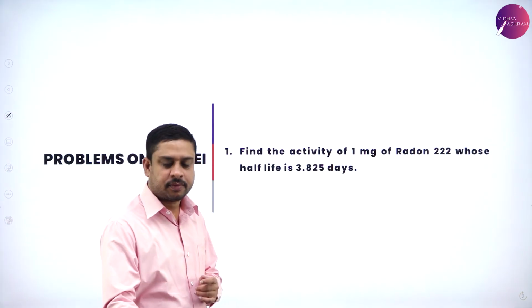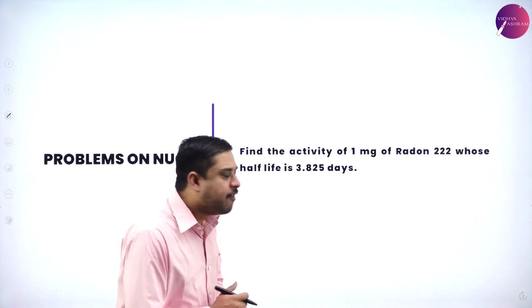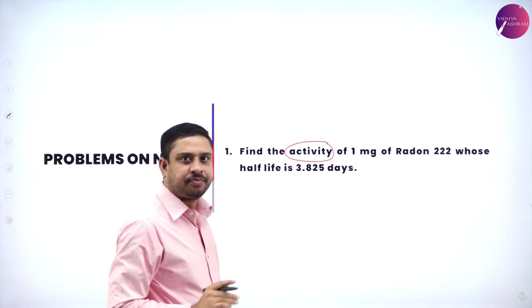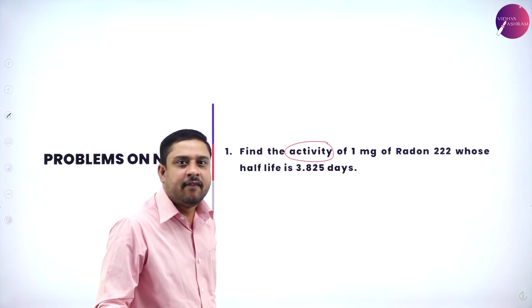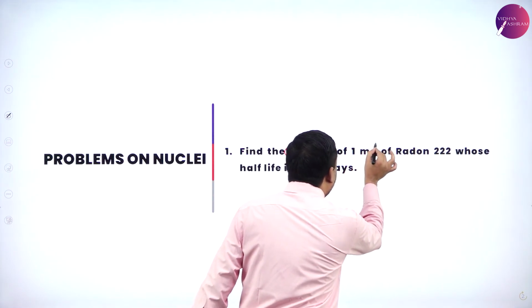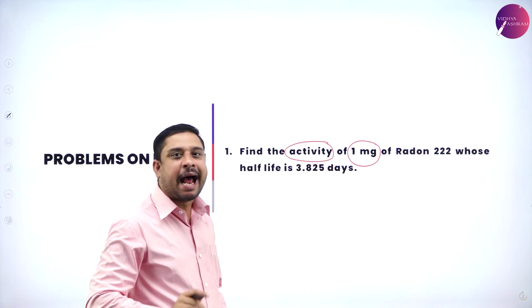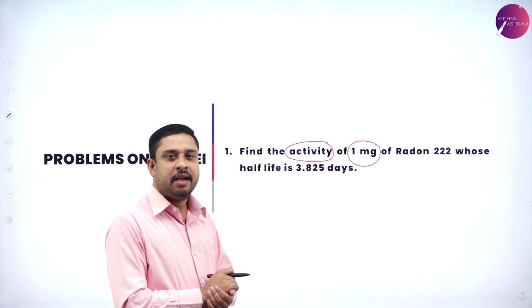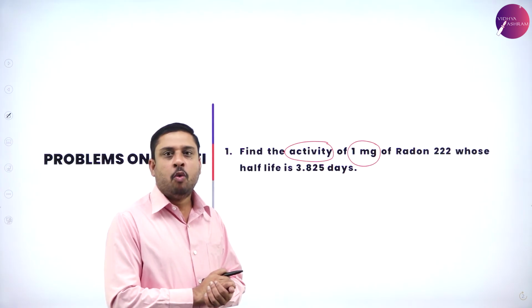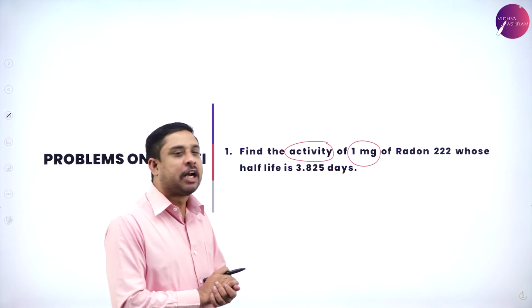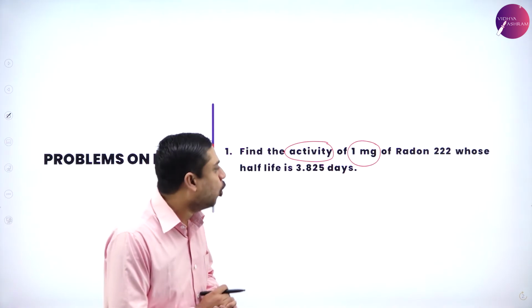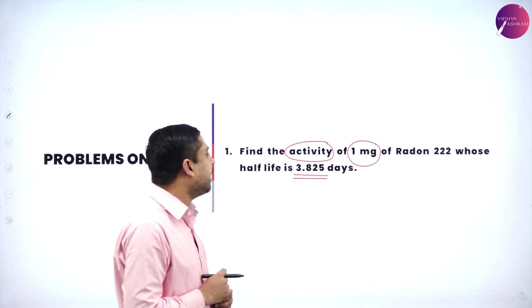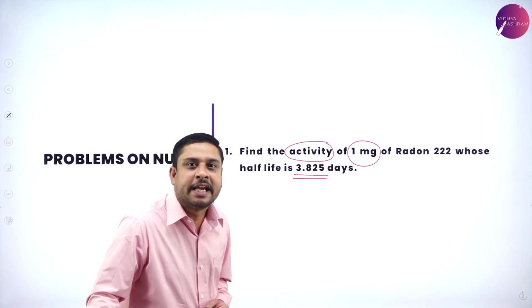The first one, I have been asked to find the activity of 1 milligram of radon-222, whose half-life is 3.825 days.